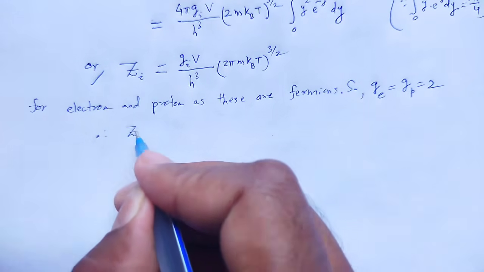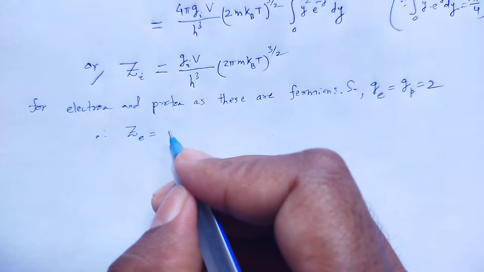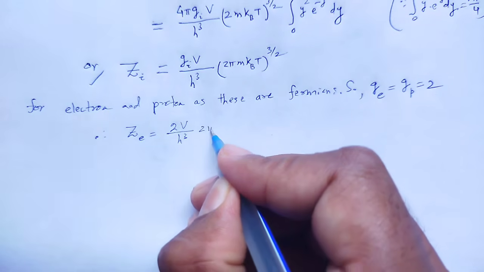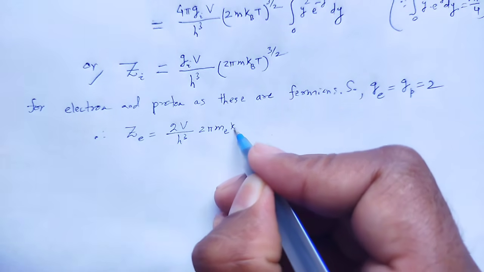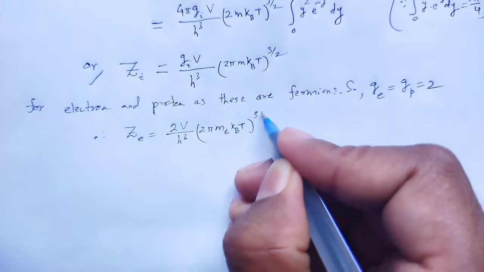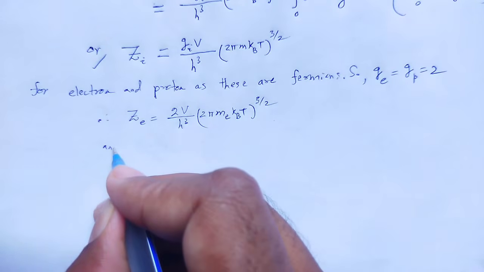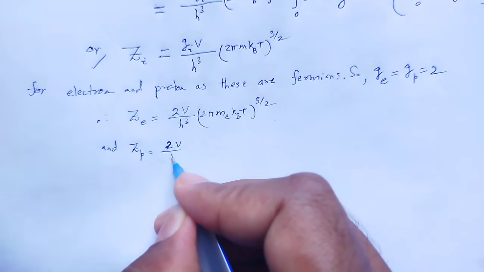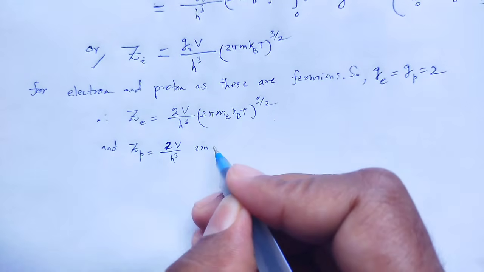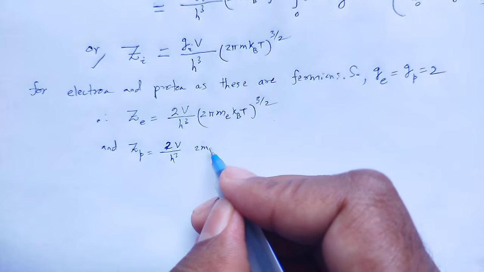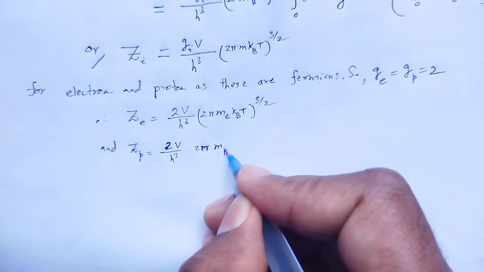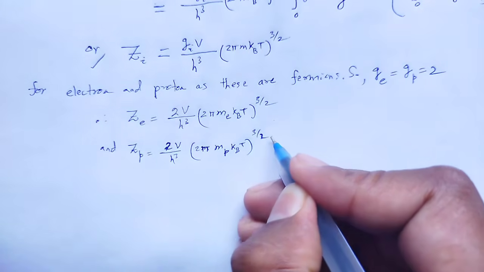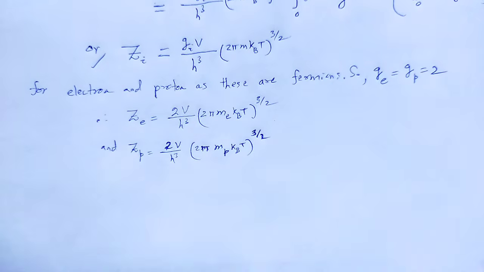Therefore, Z for electron is equal to 2V divided by h cube, (2π m_e k_B T) to the power 3/2, and Z for proton is 2V divided by h cube, (2π m_p k_B T) to the power 3/2.